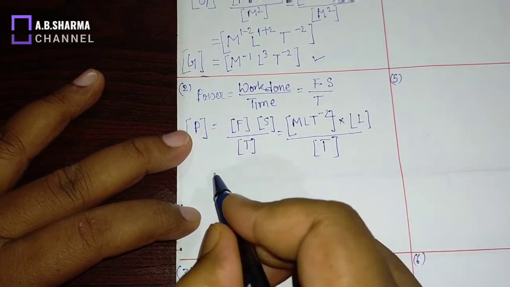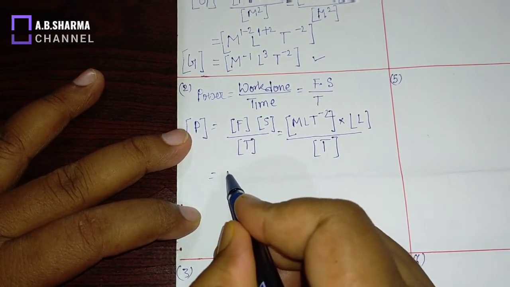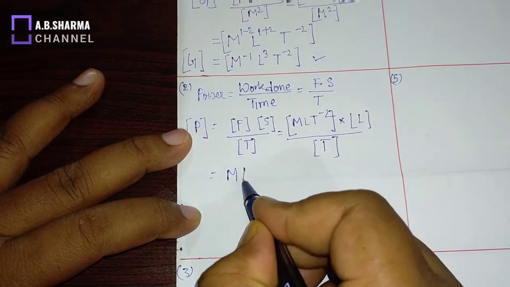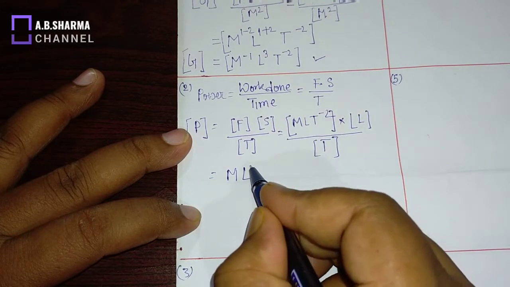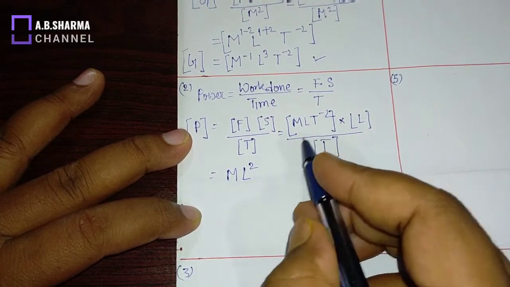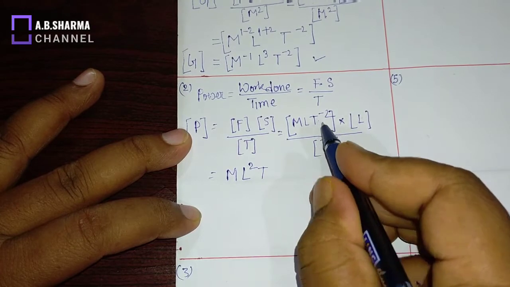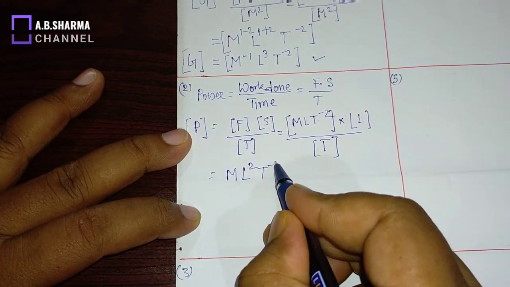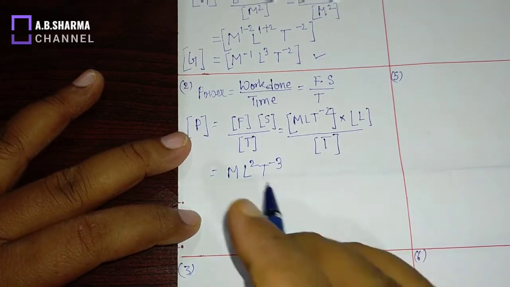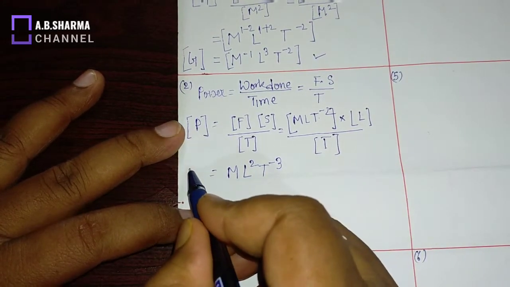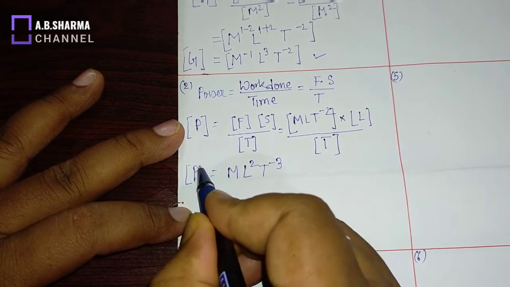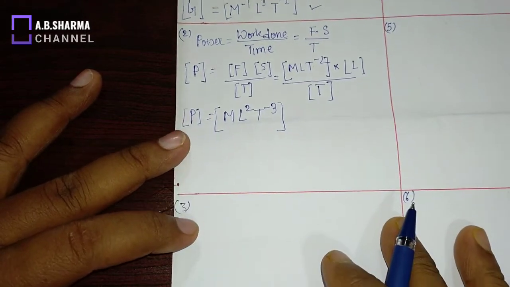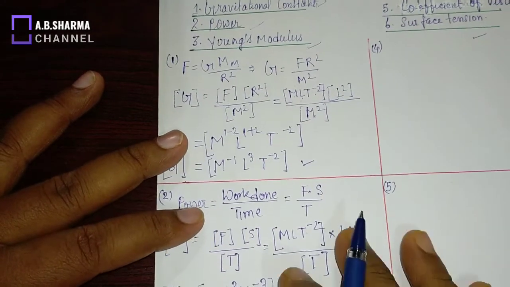Now what will be the power? That is M 1, L 1 plus 1, L2. T is minus 2 and minus 1, minus 2 minus 1, minus 3. So this is the dimensional equation of power. These questions are very simple. You must try these questions by yourself.